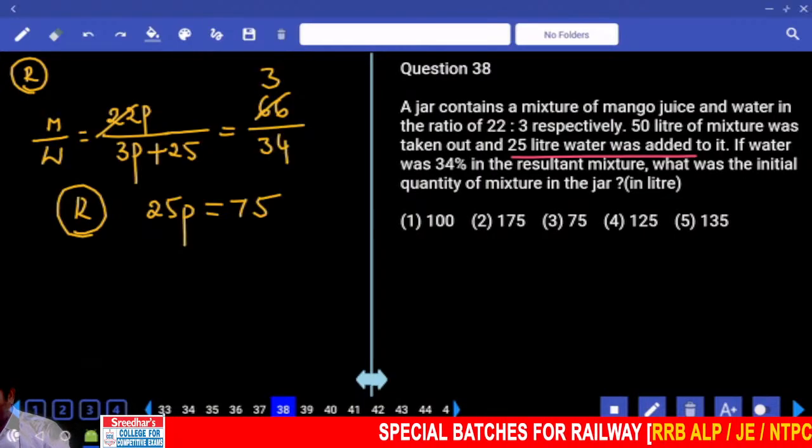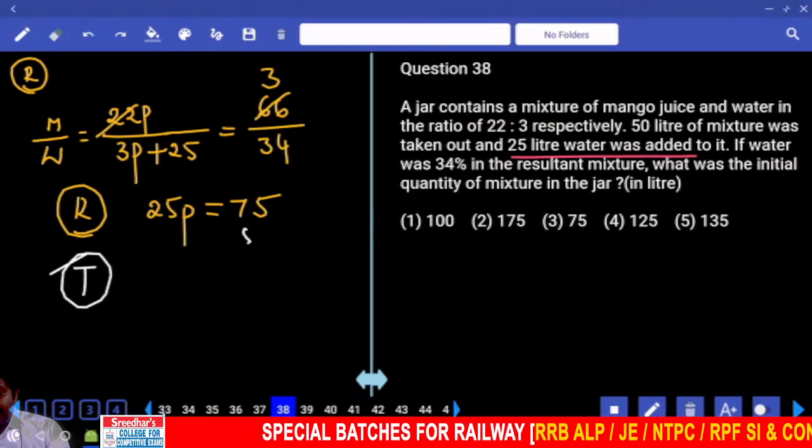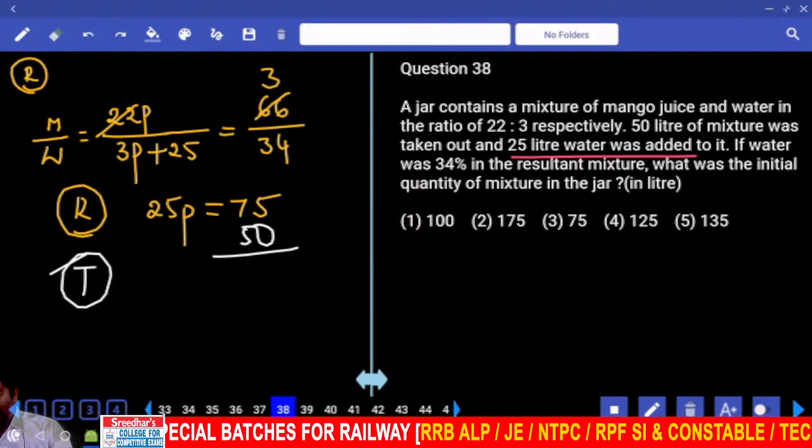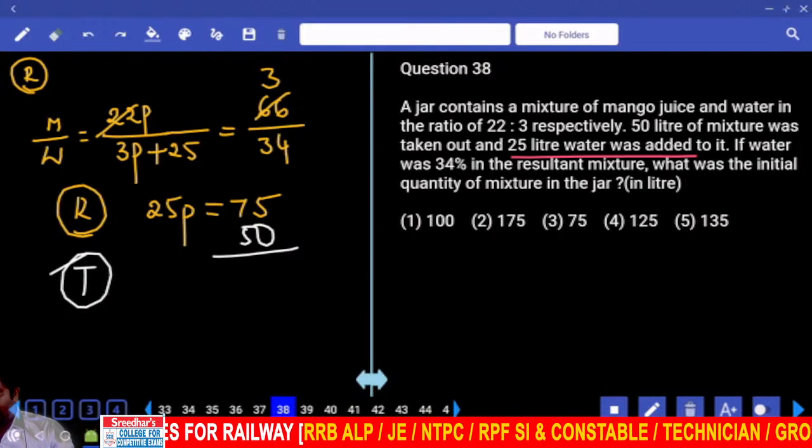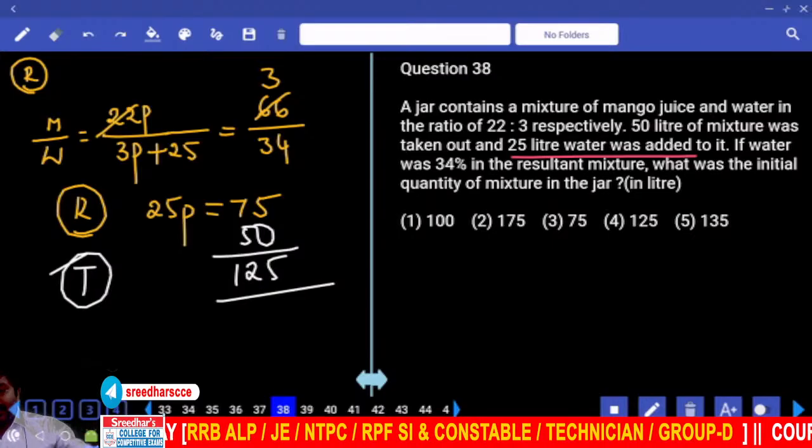That is remaining. The question is about the total quantity. To get the total quantity, we have to add 50 liters. That is the quantity which was taken out. So answer 125.